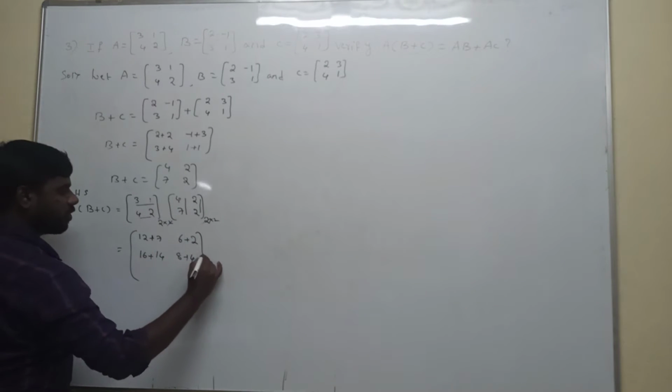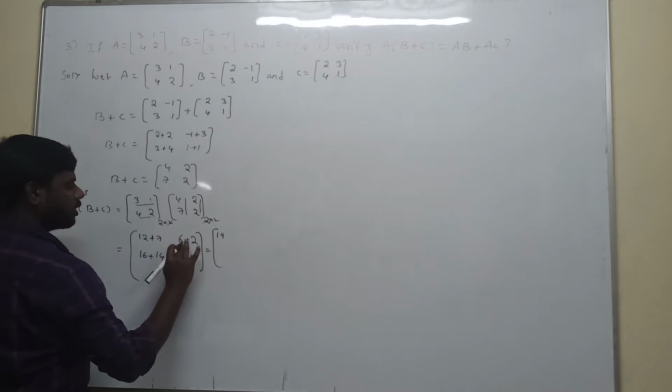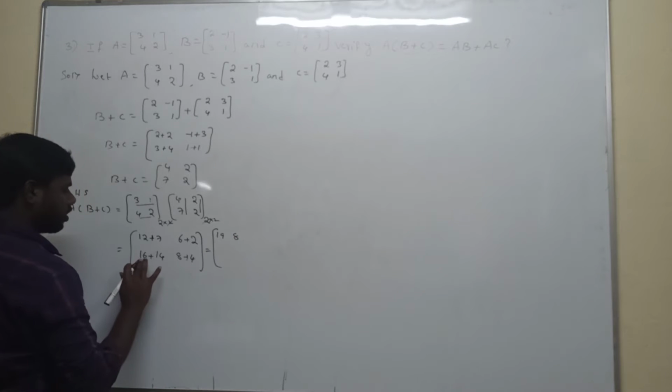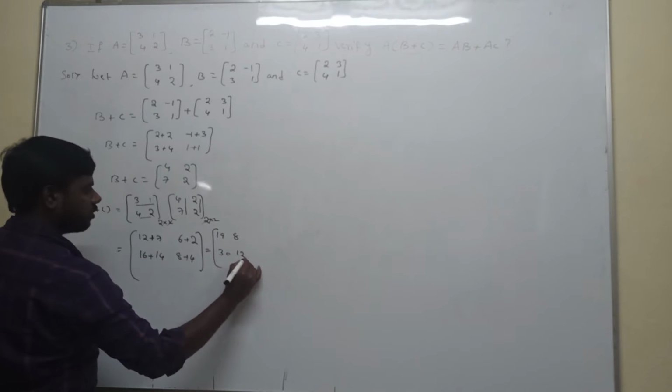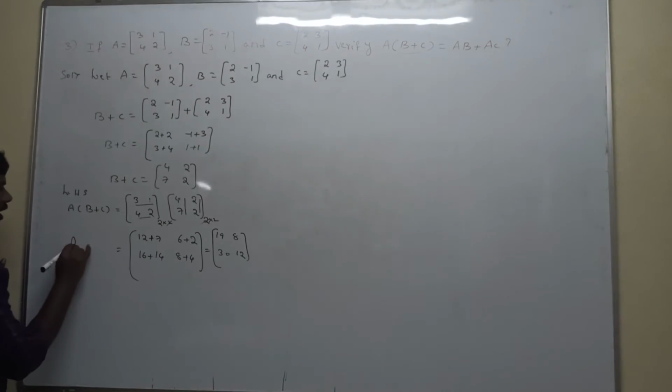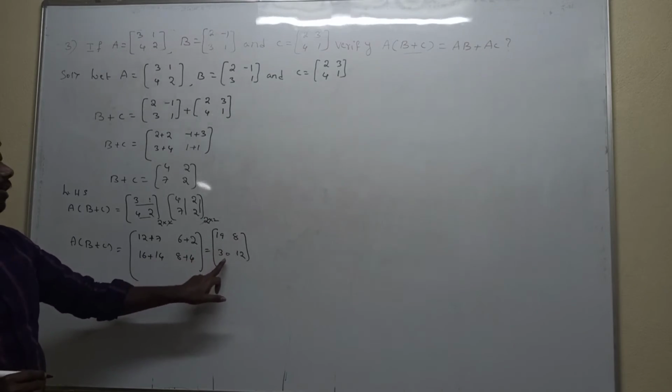Now we have to simplify these values. 12 plus 7 is 19, 6 plus 2 value is 8, 16 plus 14 value is 30, 8 plus 4 value is 12. This is the A into (B plus C) matrix: 19, 8, 30, 12.